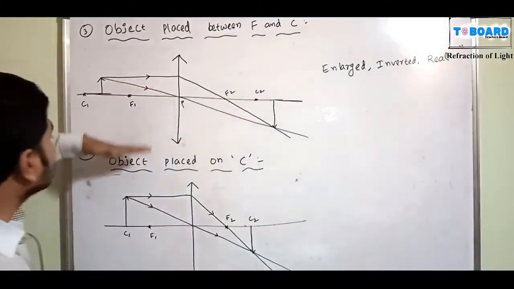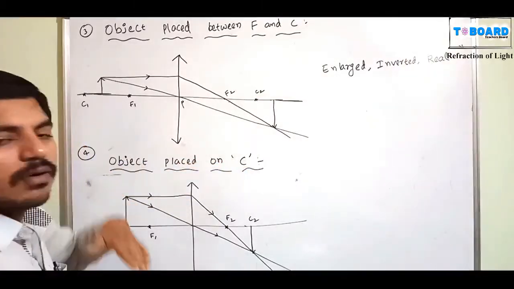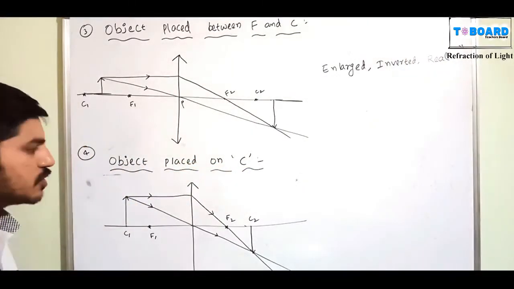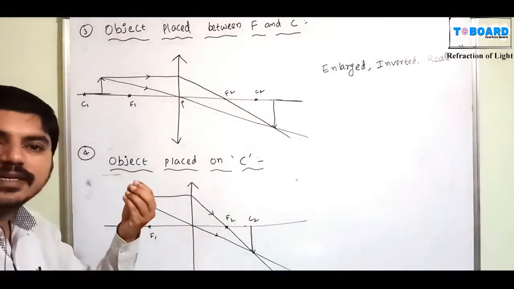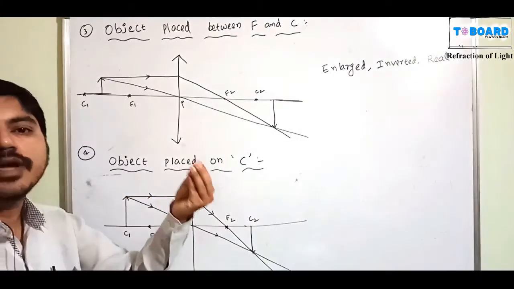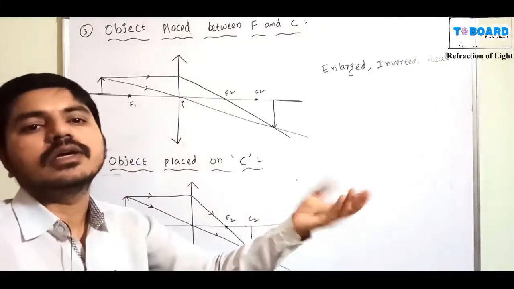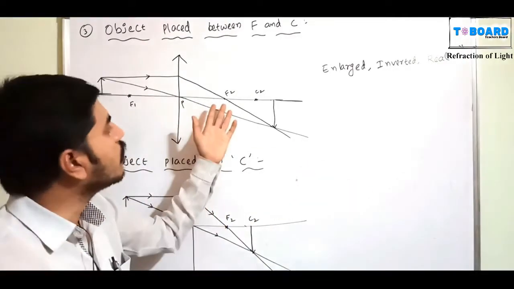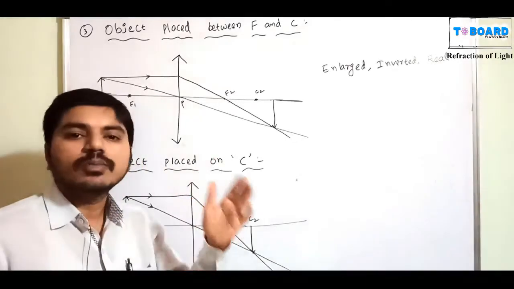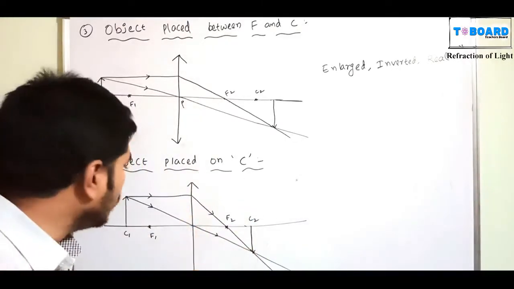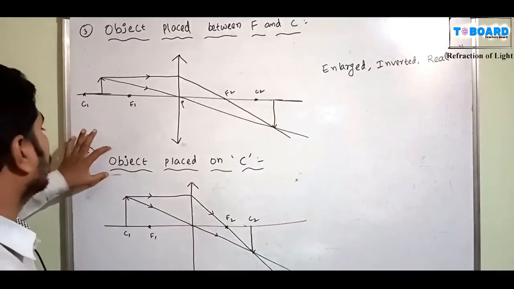Now we'll go for the object placed on C, on the center of curvature. This is very important. Sometimes they may ask how the object size and image size can be equal. Every time the object height and image height are not equal, but in which condition should the object height and image height be equal? In this condition I am going to show that.